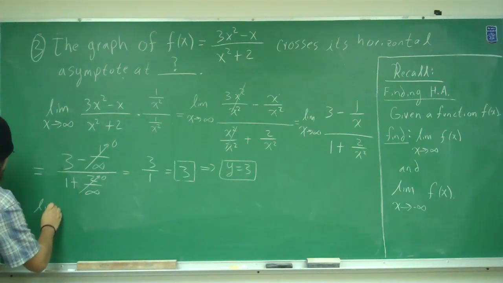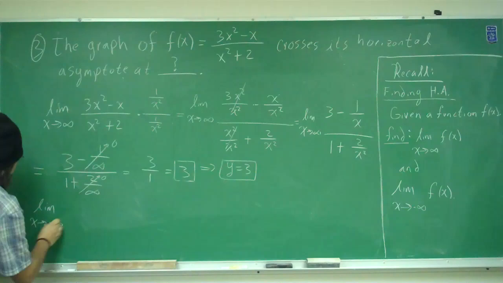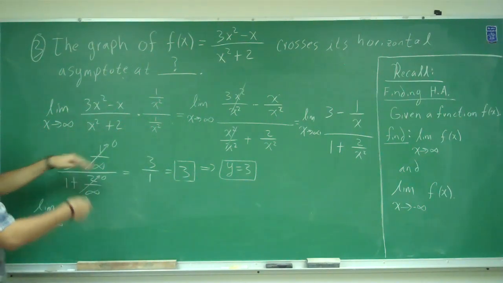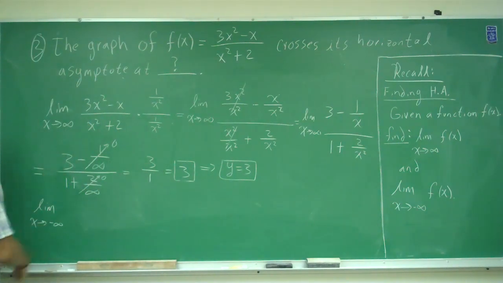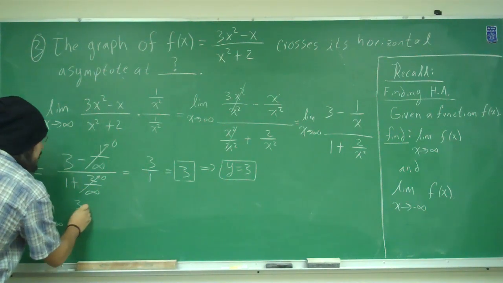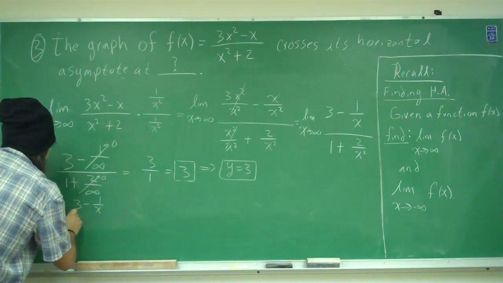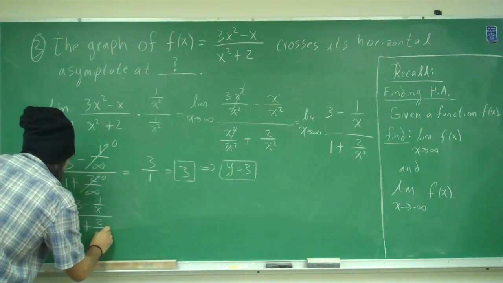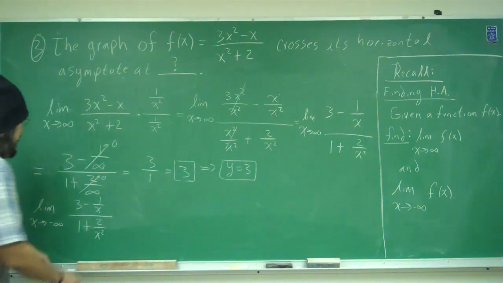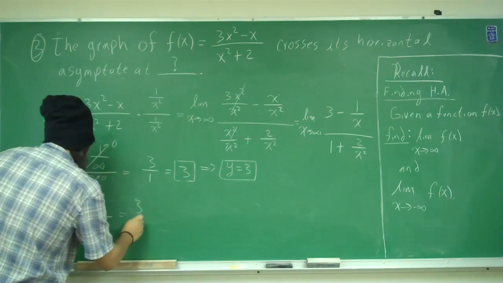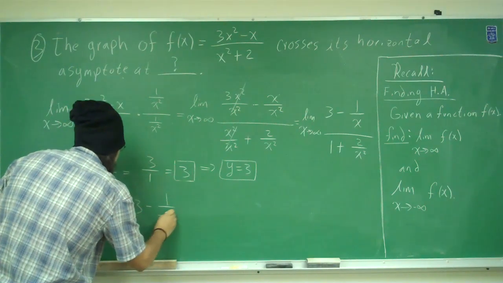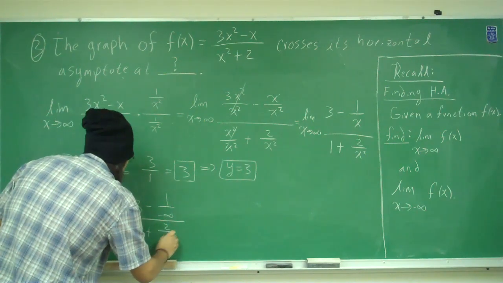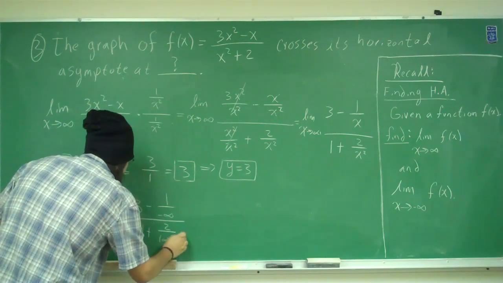So x approaches negative infinity of this function, and I'm going to do the same trick. I'll just write down what I have if I do that trick. We have 3 minus 1 over x divided by 1 plus 2 divided by x squared. Now I plug in negative infinity. So I get 3 minus 1 over negative infinity divided by 1 plus 2 over infinity squared.